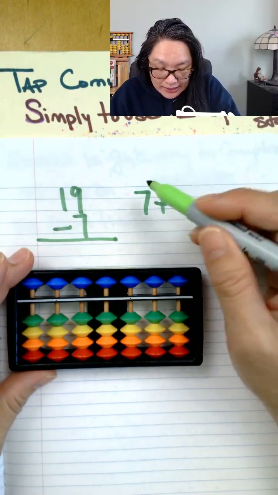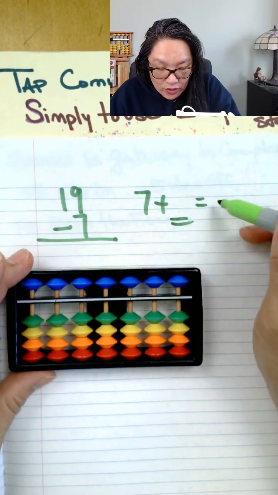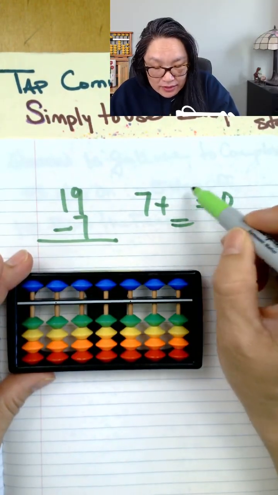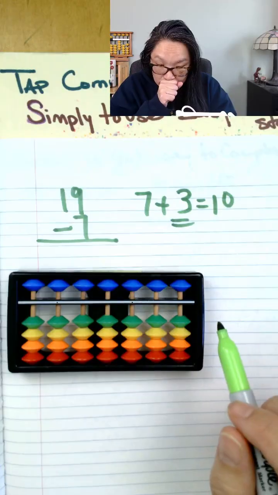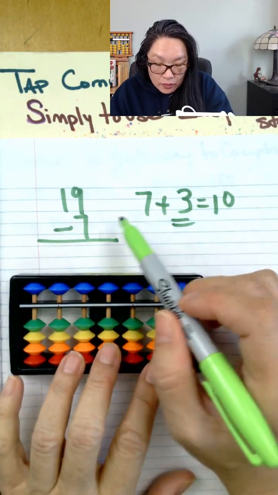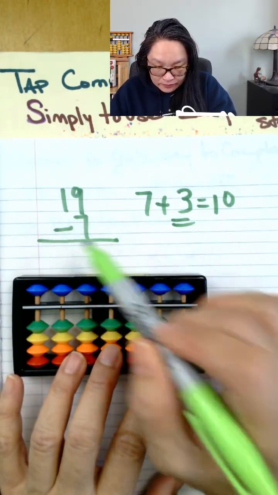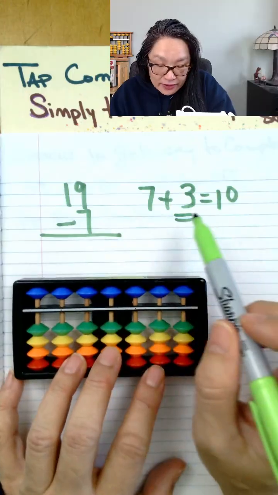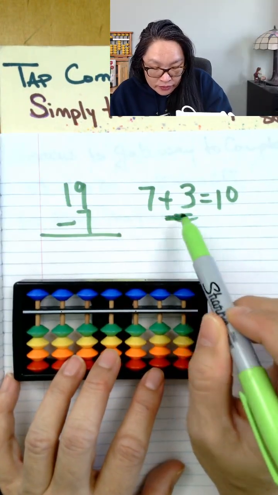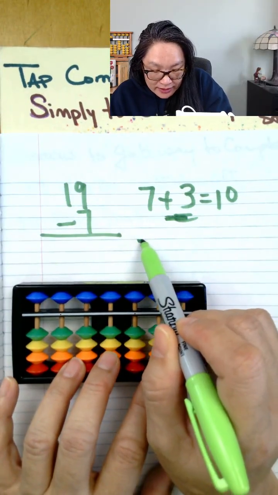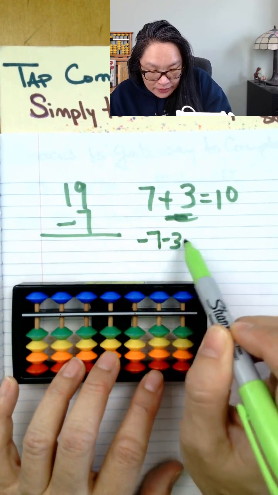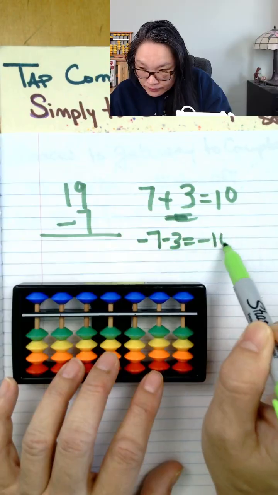So how do we make a 10, right? So we need to know how to make a 10. So this is how we make a 10. 7 plus 3. So what we're doing is we're going to take away this 7. When we take away the 7, we're going to rearrange this to say 7 minus 3 equals minus 10.